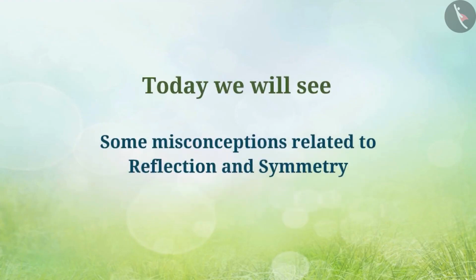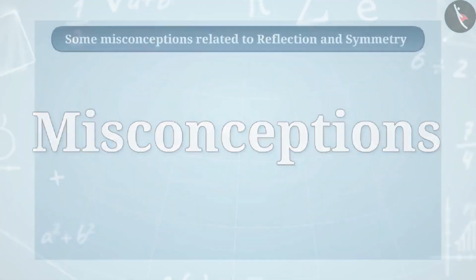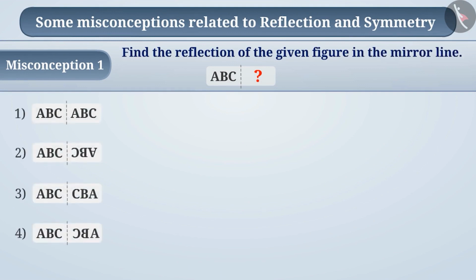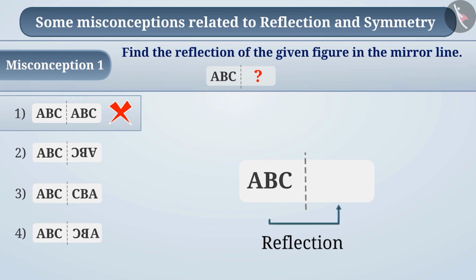Today, we will see some misconceptions related to reflection and symmetry. Misconception 1. Find the reflection of the given figure in the mirror line. Some students fail to understand the concept of reflection. In order to write the reflection of the left side, they copy it as it is and select option 1, which is wrong. Some students write the reflection in an inverted position, that is upside down. This gives them the answer as option 2, which is also incorrect.